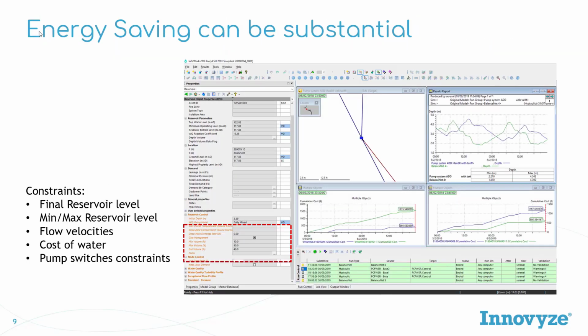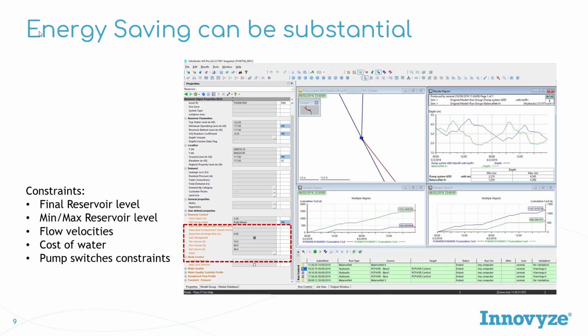When we look at a real case example, this is a real model with a real electricity tariff. We can set the hydraulic constraint that define, as we saw before, the acceptable level of risk that we're willing to take. So we can set constraint for the reservoir, for example, minimum, maximum level of percentage full during the optimization.